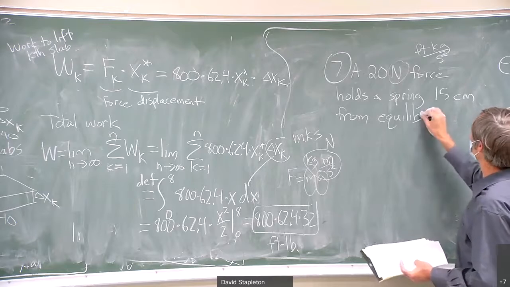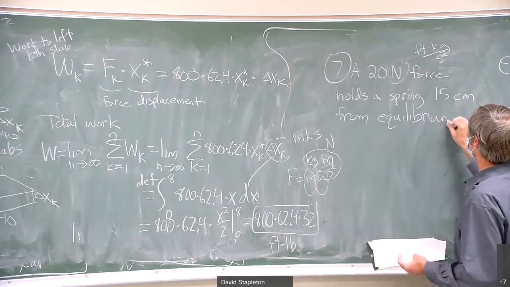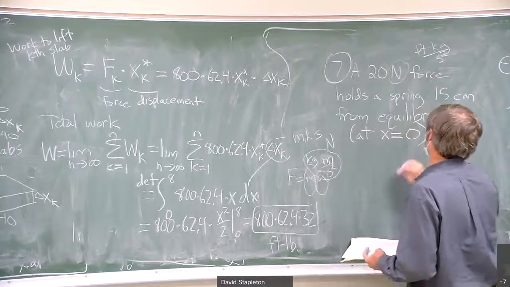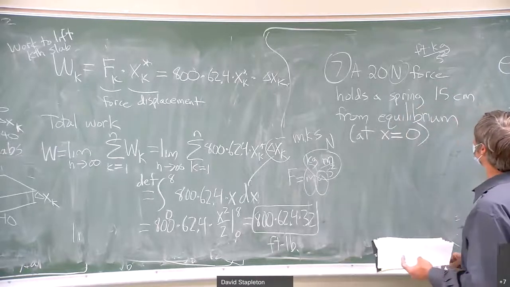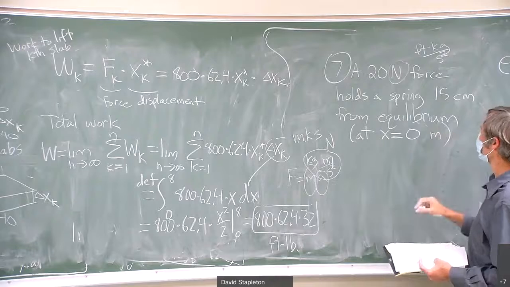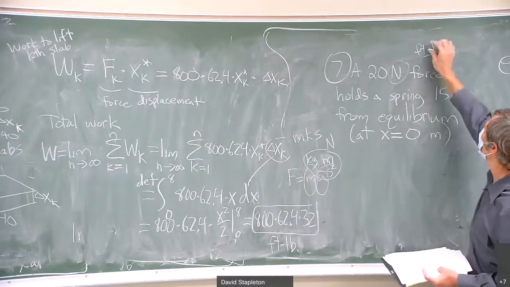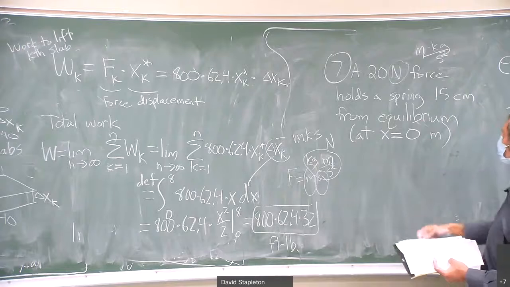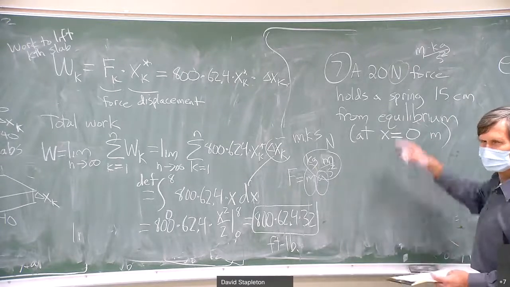All right, so 15 centimeters from equilibrium. For convenience, let's put the equilibrium at x equals 0. That's always convenient with a spring. So x equals 0 meters, because we want to match the meters and kilograms per second squared. I had feet from the last problem. Yeah, you guys didn't catch me.